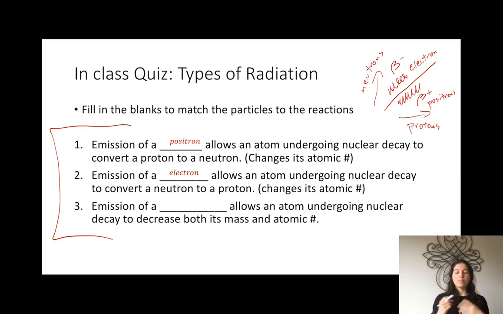And the last one asks us, emission of a what allows an atom undergoing nuclear decay to decrease both its mass and its atomic number, i.e. the number of protons. This happens through alpha decay, and it emits a helium nucleus or a helium ion. You could call it that as well. Or you could even call it an alpha particle. These are all types of particles here. Okay, so any of those terminologies are fine. Alpha particle, helium nucleus, or helium ion are acceptable.